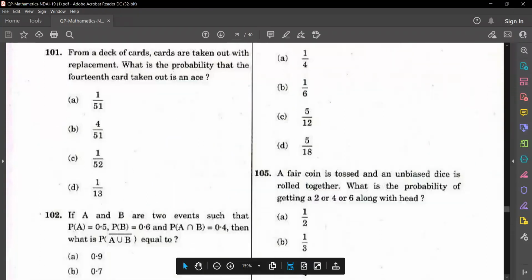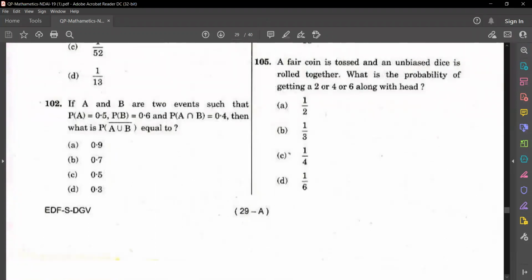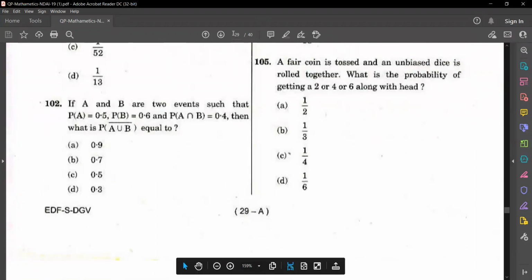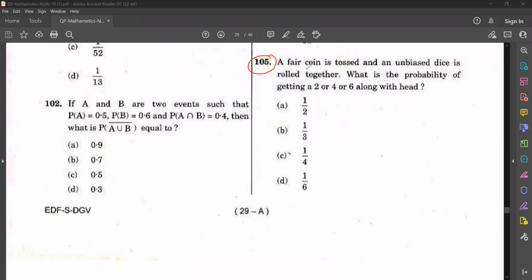Question number 105. A fair coin is tossed and an unbiased dice is rolled, what is the probability of getting a 2 or 4 or 6 along with head? A coin as well as a dice is tossed, you have to get 2 or 4 or 6 along with head. Okay, so that is also a simple question.